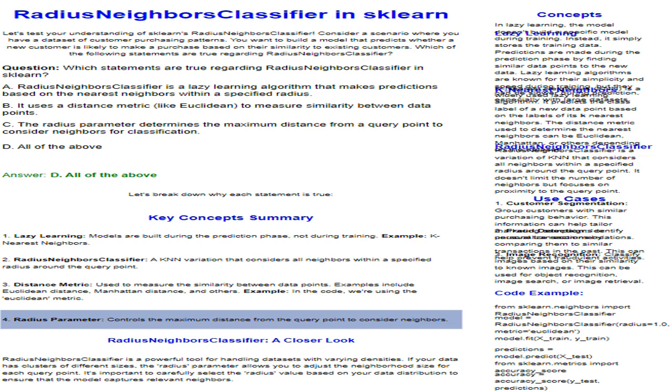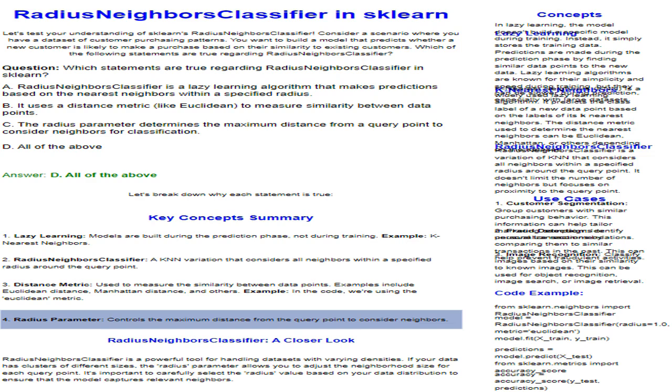Assume you have a radius set to 5 units. A new customer's data point is (3, 4). A neighbor at (7, 1) would be included because the Euclidean distance is sqrt((7-3)^2 + (1-4)^2) = 5. A neighbor at (10, 2) would be excluded because its distance is greater than 5. This statement is correct, since all the previous statements are true. The correct answer is D.